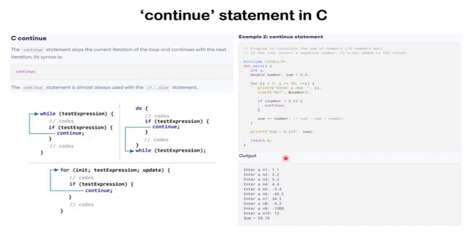If it is true, then the loop body is executed once again. So here we are asking the user to enter 10 different numbers, and whenever the user enters negative numbers, this statement is not executed. That is, the sum operation is not performed. So we are getting the result as 59.7 as per the values entered by the user.